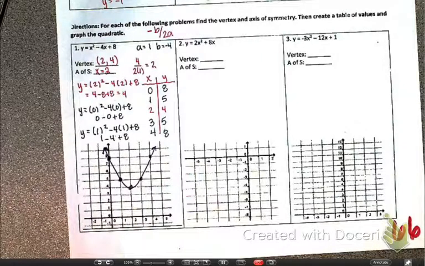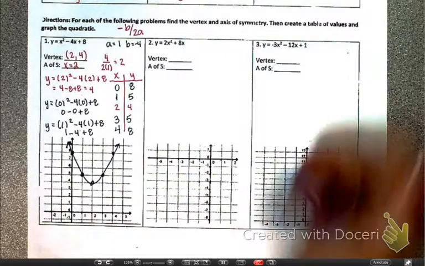So again, once we find the vertex, the process of graphing is exactly the same. So I would like you with your group to graph 2 and 3. You're going to do both of them. So fill in all the things you need for 2 and 3. We'll go over them in a second.